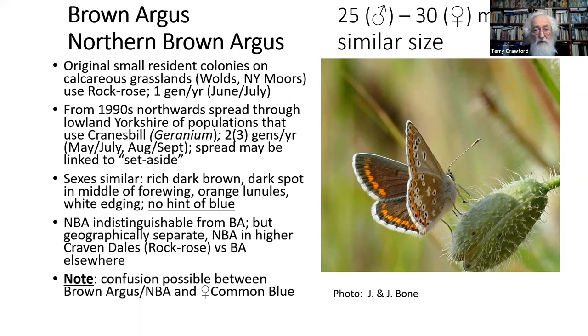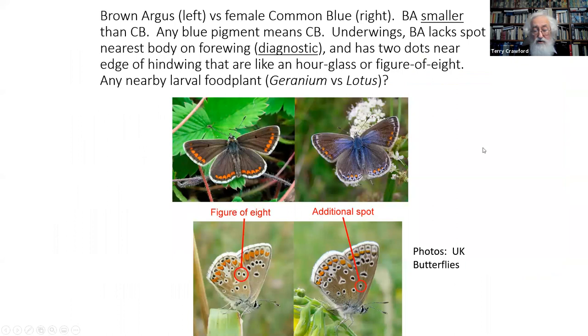Now, just to emphasise this problem about telling the difference between a brown argus and a female common blue, this one you'd be all right with because it's got some blue on the top of the wings. But in the absence of the blue, then you can look under the wings. And the common blue has this spot underneath the forewing that's more than halfway towards the body, where it's completely absent in the brown argus. That is diagnostic. The other one on the hindwing, which I find much more difficult, is that that spot occurs adjacent to that one in the brown argus, so you get this colon effect.